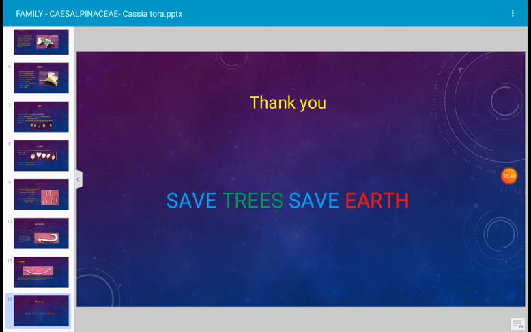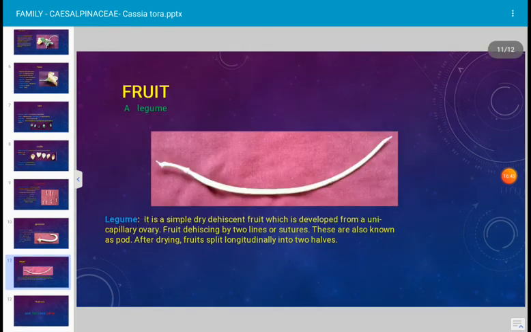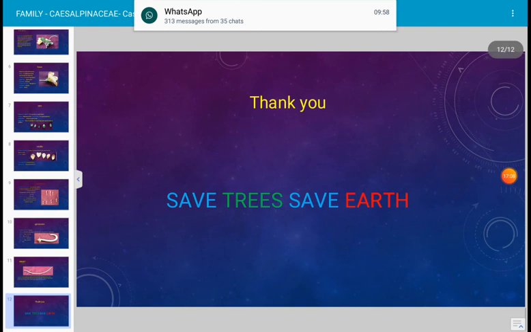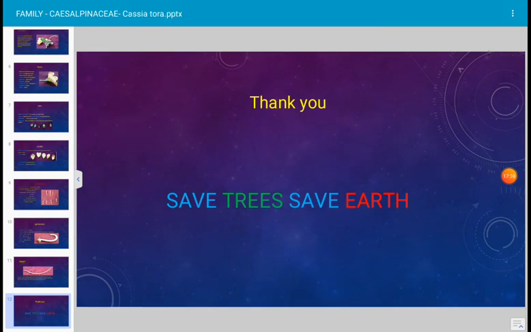The seeds of this plant are somewhat barrel shaped, yellowish brown or light brown in color. Seeds are also medicinally important. The plant is a medicinally important plant. Several types of traditional medicines are prepared from this plant Cassia tora, a member of the family Caesalpiniaceae. Next. Thank you very much. Save trees, save earth.